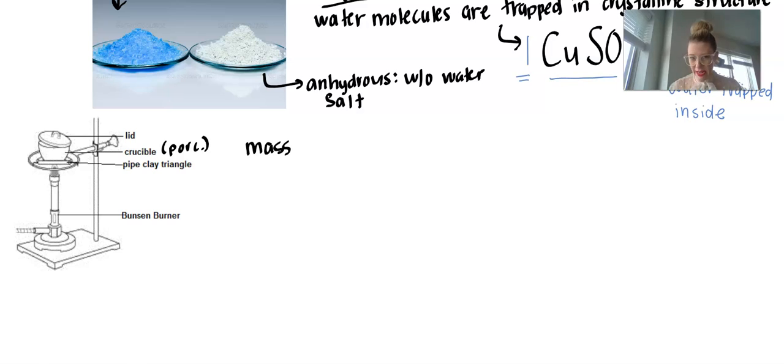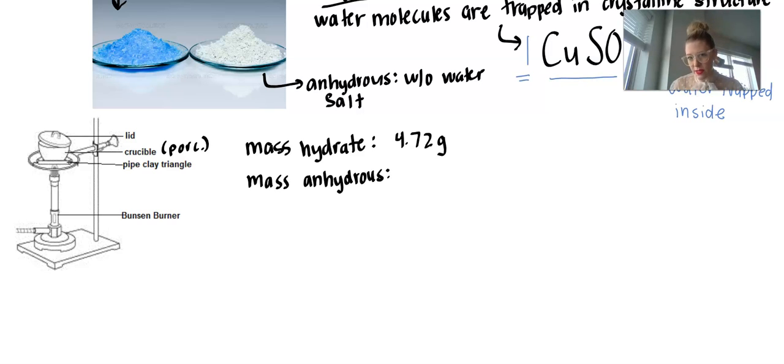The mass of the hydrate prior to heating was 4.72 grams. And then the mass of the anhydrous, remember that means without water, was 3.56 grams. So to determine the mass of water that was in the initial sample, we're just going to simply subtract 4.72 minus 3.56 to find the mass of the water, which is going to give us 1.16 grams.